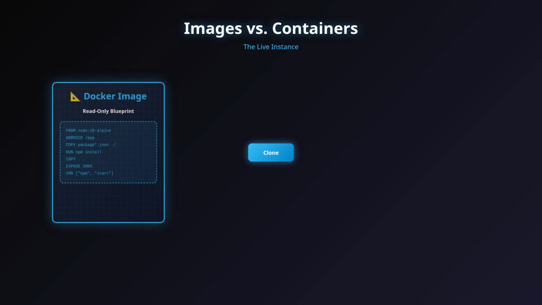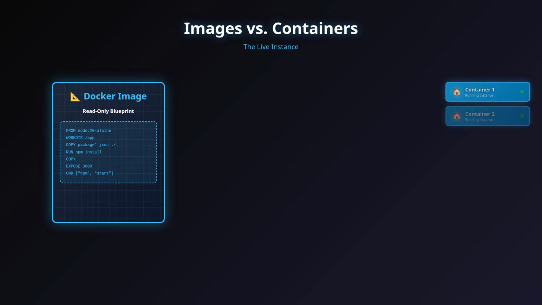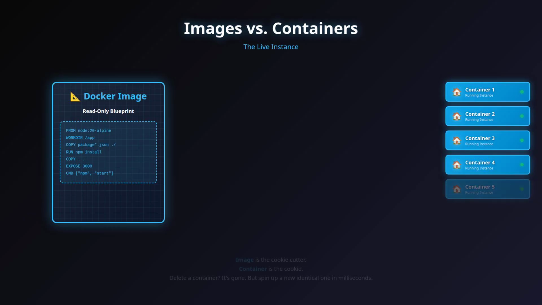A container is a running instance of an image. Think of it like this: an image is a class, a container is an object. You can have one image, but run multiple containers from it. See this? One image, 3 containers. Each container is isolated, has its own file system, its own network. But they all share the same base image, the same layers.